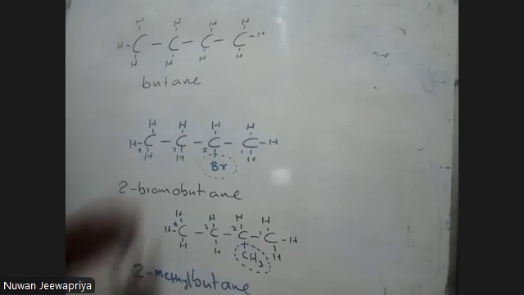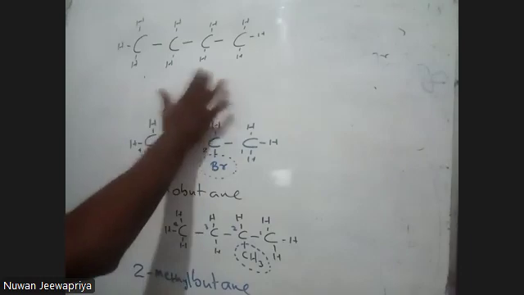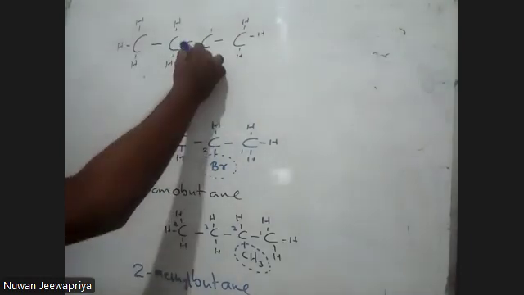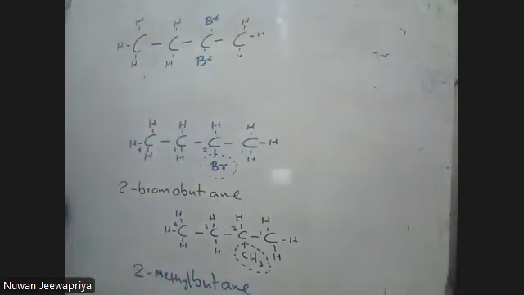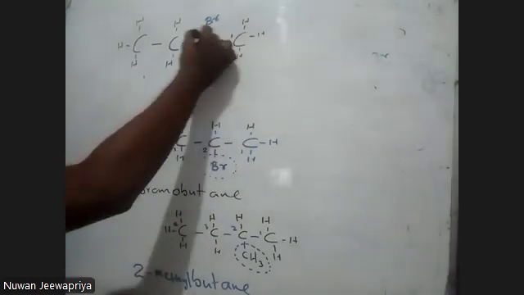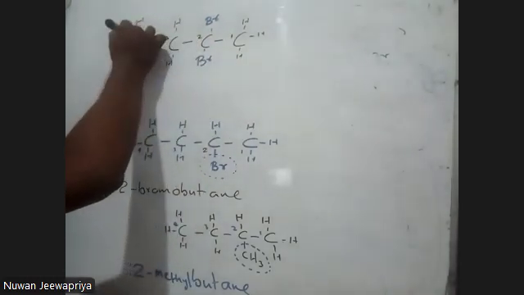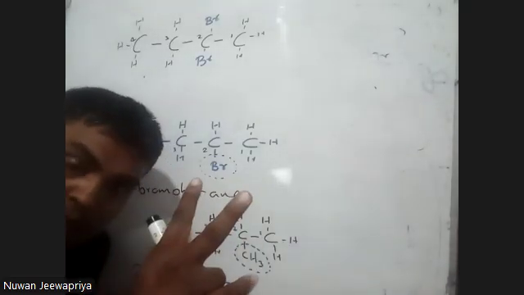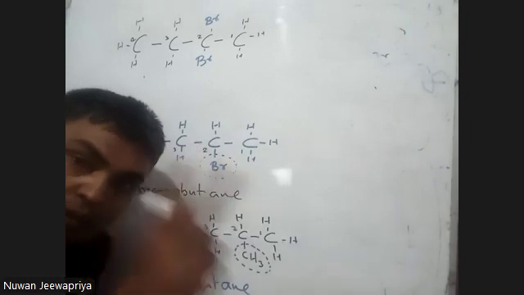Right. Now I will make another little change for this one. I will erase these branches and add the same thing, 2 branches to the same carbon. How can I say this one? Number 1 carbon, number 2 carbon, number 3 carbon, number 4 carbon. So the second carbon has bromine 2 times. How do we say that?